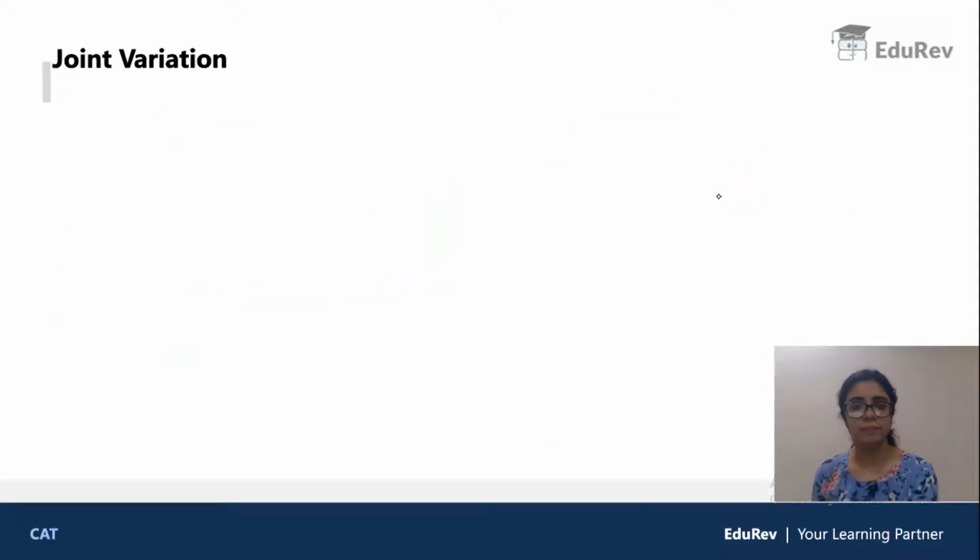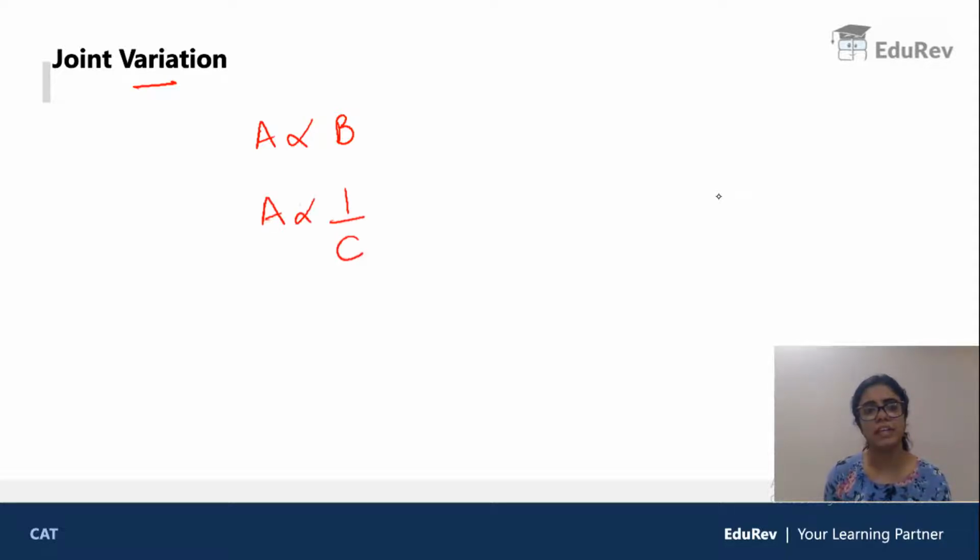Now generally questions are asked on joint variation. Now this is a third type of variation, but it is just a combination of direct and inverse variation. Basically when we combine direct and inverse, it forms a joint variation. Say for example, I tell you A directly varies with B. And let's say A inversely varies with C. Okay? A inversely varies with C.